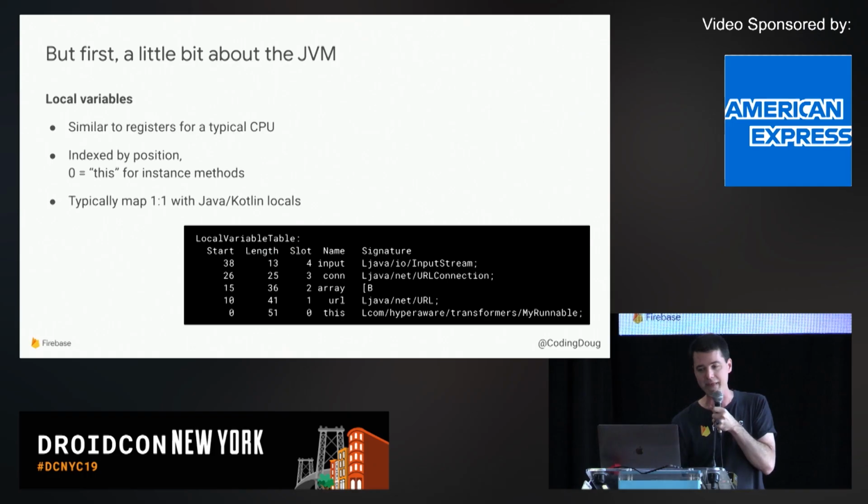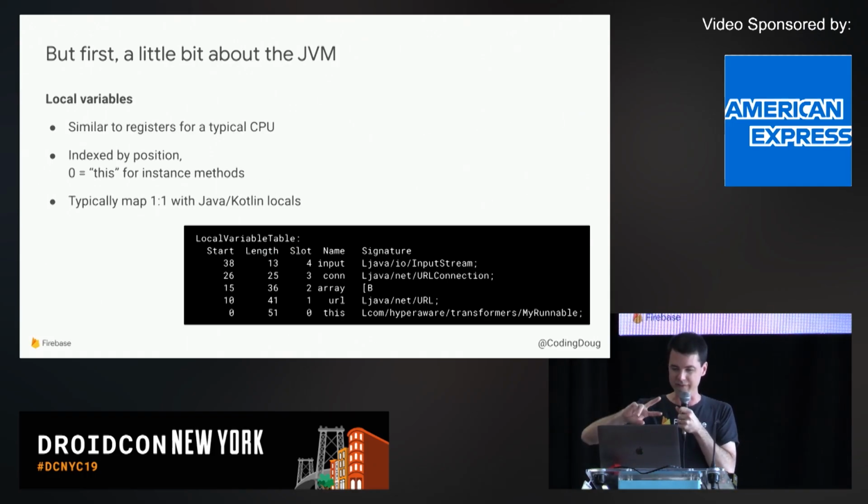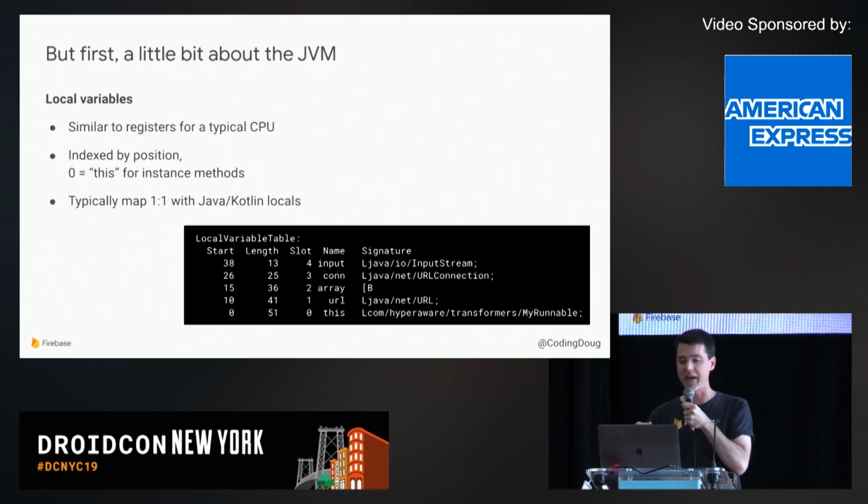You can see here's a method. You can see they're listed in reverse order. So at the bottom, there's index 0. That's this, and that's the class that's being worked on, the instance of that class. And you can see that there's other local variables being used in the body of this method.